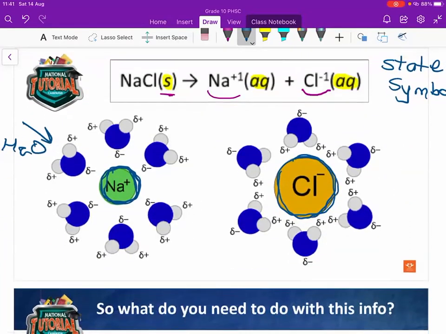And the chloride ion is negative. Okay, so what do the little waters, the H2Os, do? They come the opposite way. The positive hydrogen sides come and surround, they get attracted to the negative chloride ion, and that's what hydration is. So the negative side of water gets attracted to the positive sodium, and the positive side of water gets attracted to the negative chloride. And this is just an example of sodium chloride, but that's why a lot of ionic salts can dissolve in water.